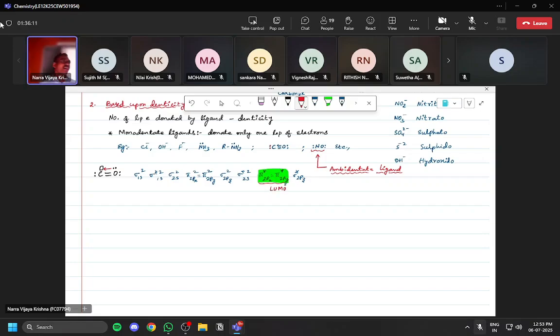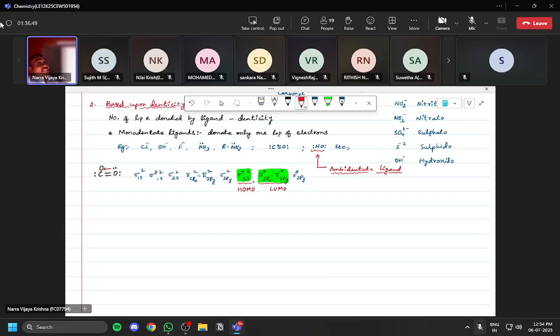Correct? Now, among occupied, which is having high energy? Sigma star is having the highest energy among occupied molecular orbitals. That's why it is called HOMO, the highest occupied molecular orbital. If carbon monoxide is donating electrons, which electrons will it donate? Sigma. That's why when carbon monoxide is donating electrons, it forms a sigma bond.